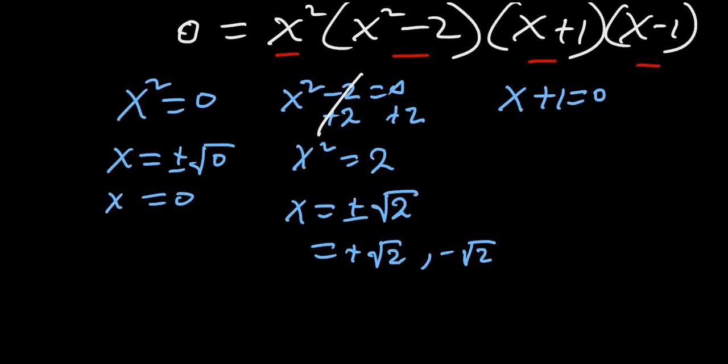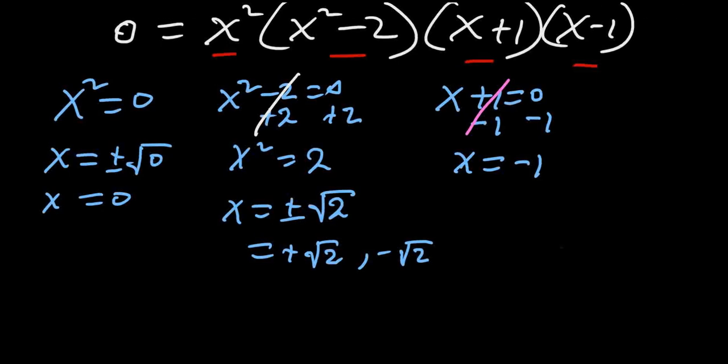So we are going to write this in terms of x by just subtracting 1 from both sides. So plus 1 minus 1 is 0, so strike it from here. And now you have x equals 0 negative 1, and that gives you negative 1. And lastly, we have x minus 1 equals 0.